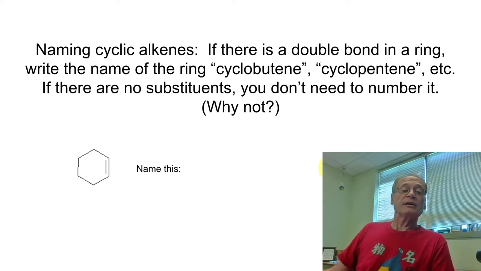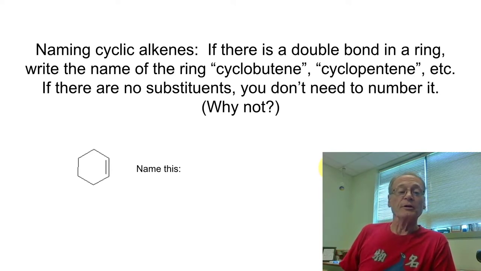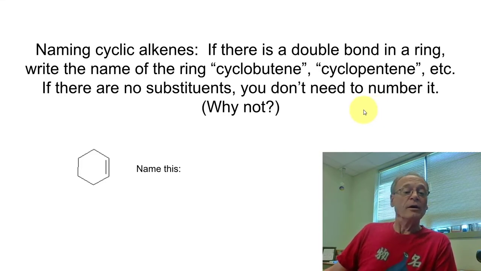Now, what about cyclic alkenes? How do you name them? Well, it's real simple. If there's a double bond in a ring, you simply write cyclobutene or cyclopentene or cyclohexene or whatever the size of the ring is. You put an ene in it. You don't need to number it. Why not? Well, because there are no differentiations between the carbons. No matter where you put the double bond, it's still going to be the same.